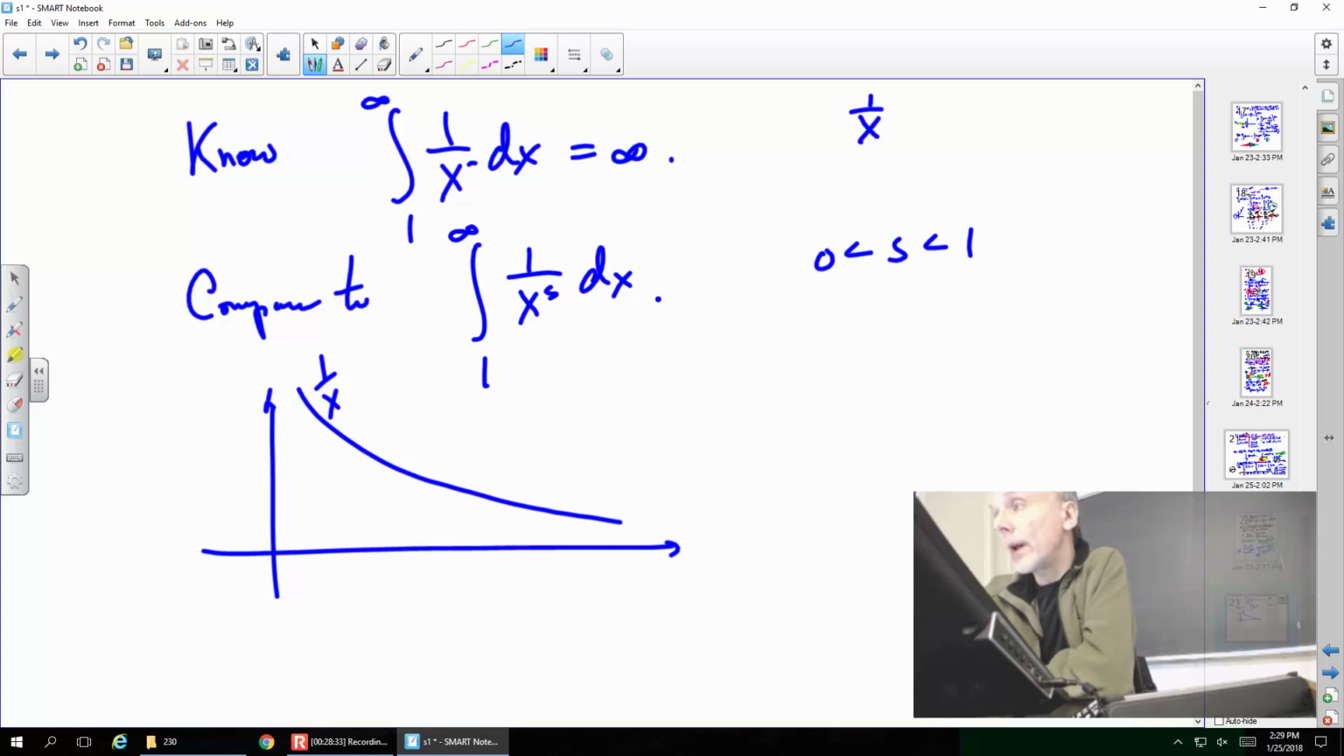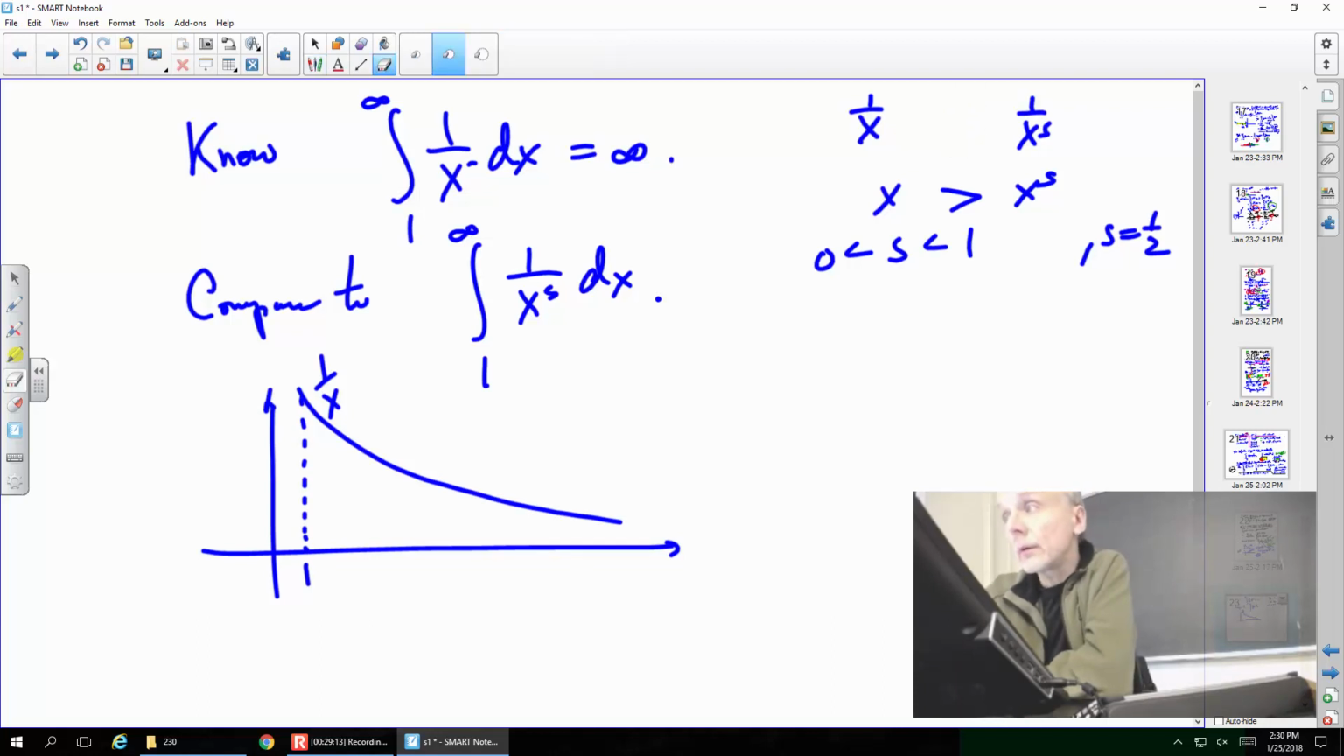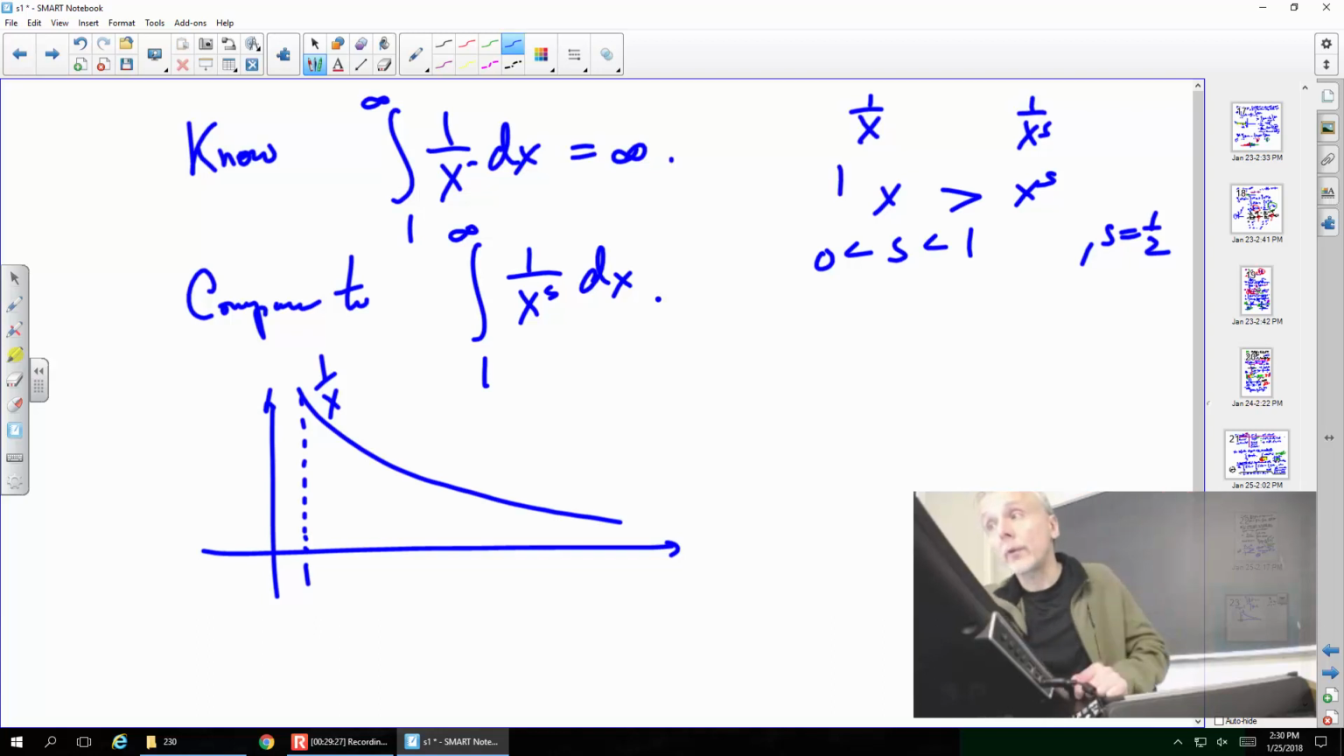Just compare 1 over x versus 1 over x to the s. If you flip, you will have x versus x to the s. As an example, you can think of s as 1/2. It gives you the idea of what's going on. So which one is larger, x or x to the s? x or square root of x? x is larger, right? Because we're looking only to the right of 1 anyway. So the square root will be less. So what does it mean about the reciprocals? Which one is larger, 1 over x or 1 over x to the s? 1 over x to the s, that's right. When we take the reciprocal, we flip the sign.